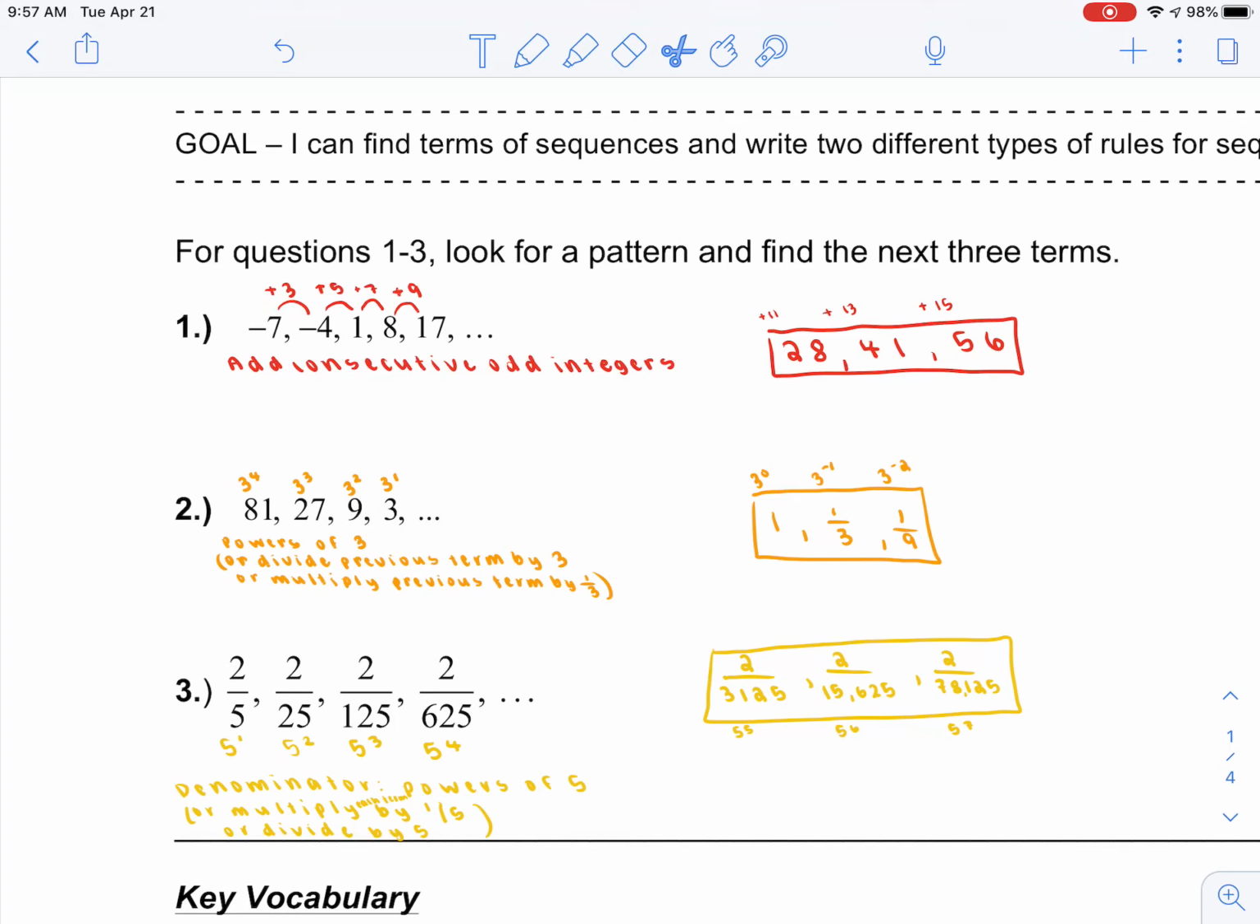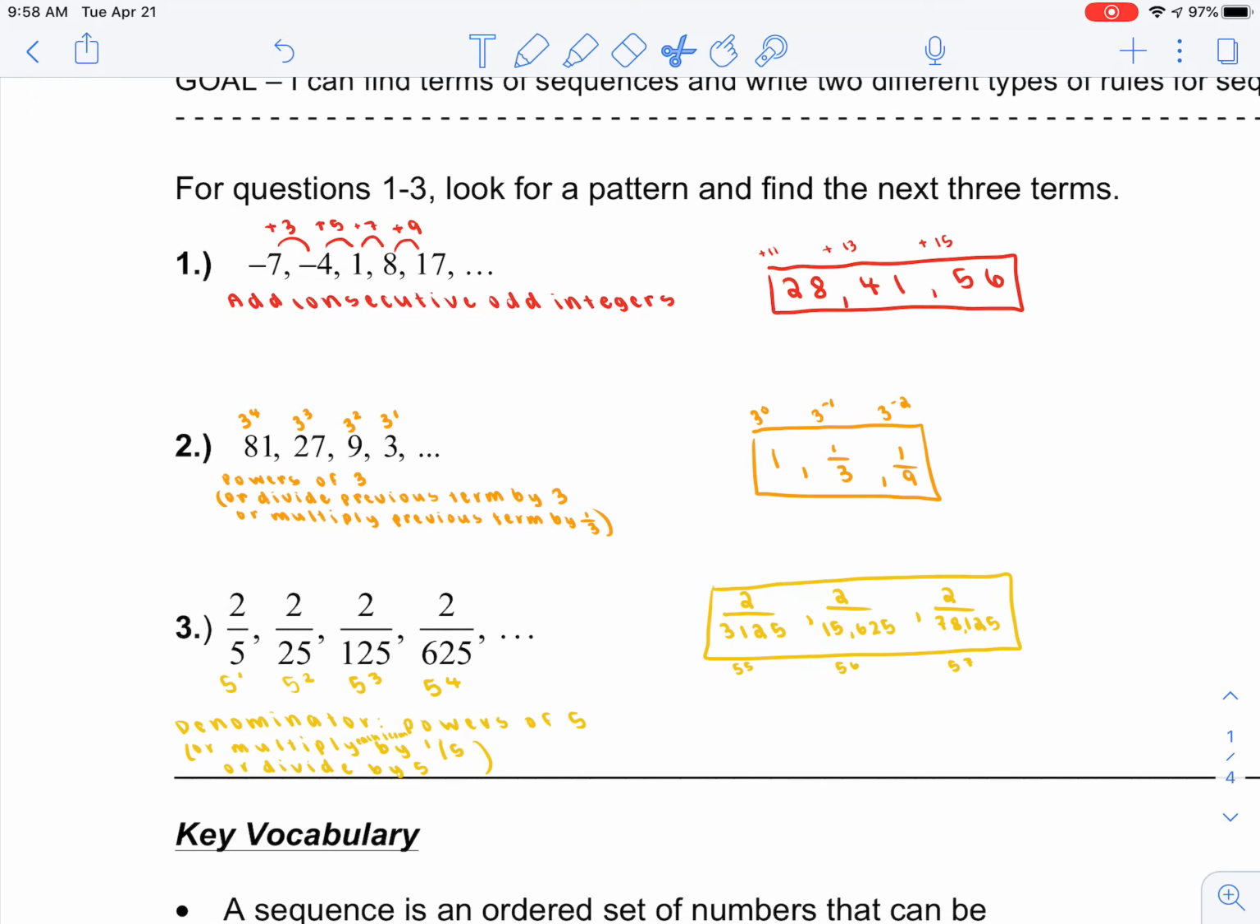And then finally, question 3, notice the numerator never changed, but the denominators were powers of 5. So again, you can comment that it was denominator powers of 5, or you were multiplying each term by a fifth, or dividing each term by 5. Either way, you should have that list of values.